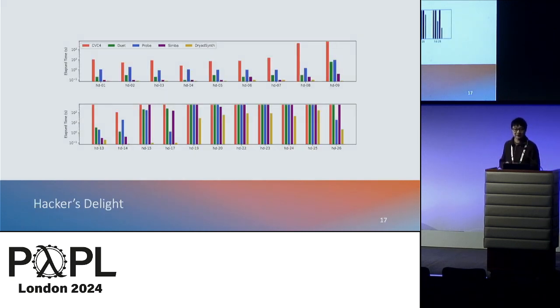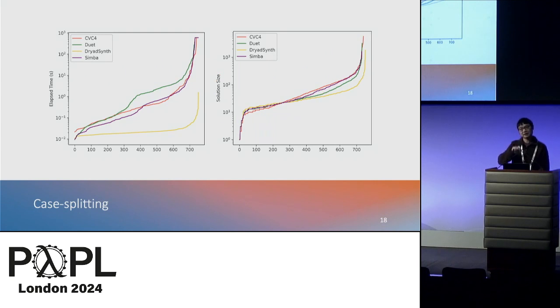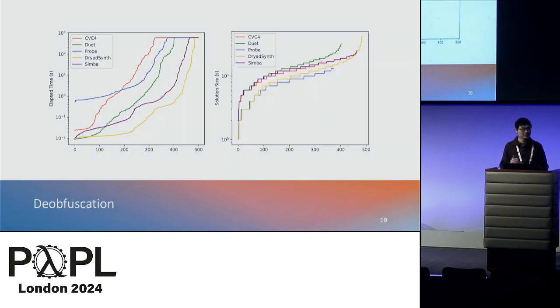Here's the result for Hacker's Delight. Starting from example 19, going on, they were not solved before, right? And for the simpler ones, we are about one order of magnitude faster than existing solvers. Here's a cactus plot for performance on case splitting. We are consistently faster than other solvers. And in terms of the solution size, we were not the smallest one for easier benchmarks, but it tends to be smaller when benchmarks are more challenging. And we have a similar observation for the obfuscation benchmarks.